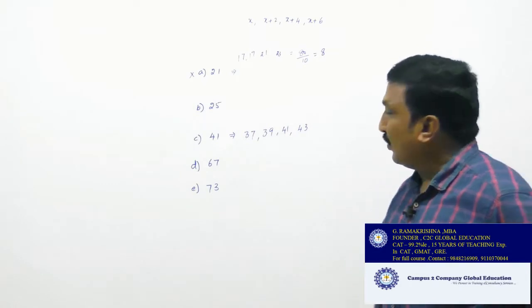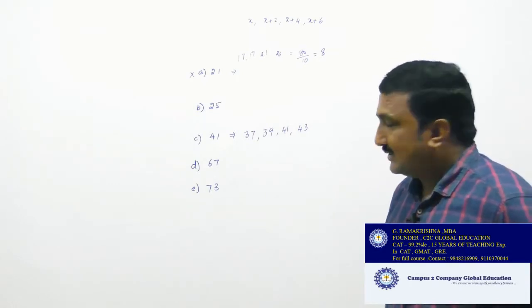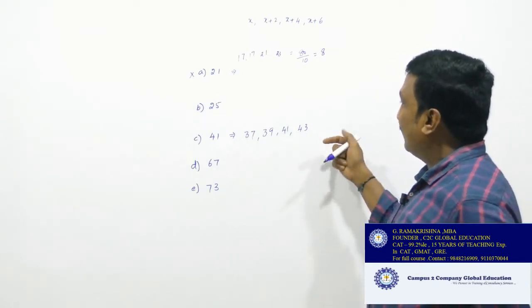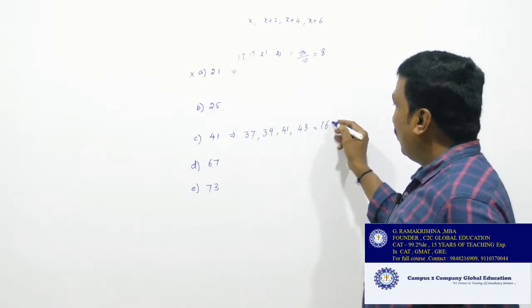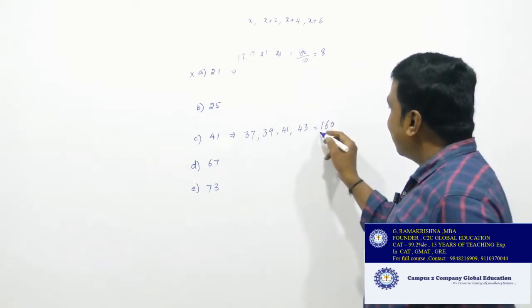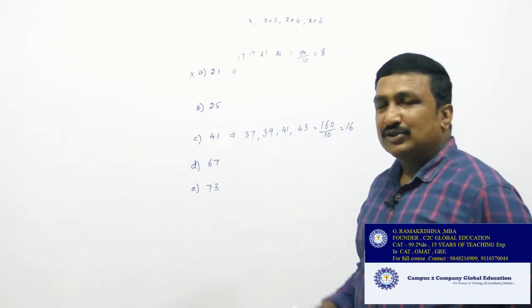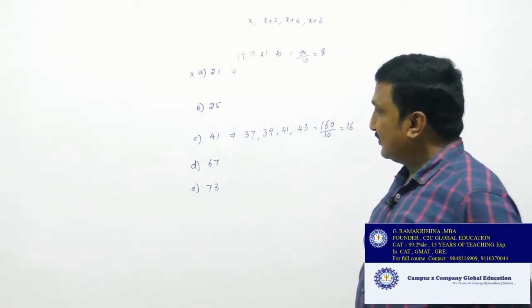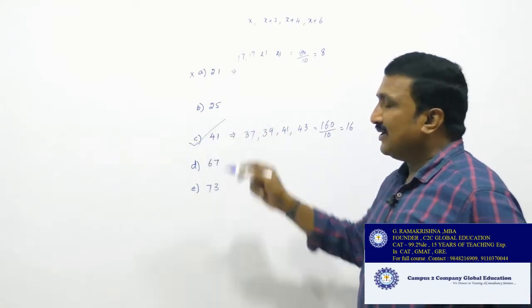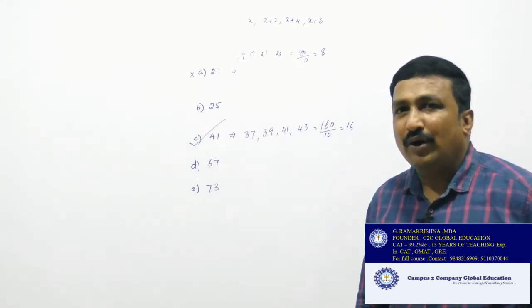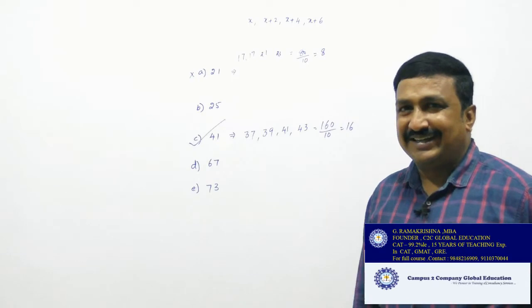So these are the 4 consecutive odd integers. When you are adding, the sum is equal to how much did you get? 160. When 160 is divided by 10, the result is equal to 16. So 16 is a perfect square. That means 41 is one of the 4 odd 2-digit integers.